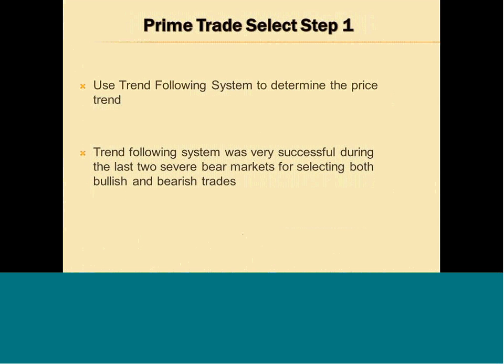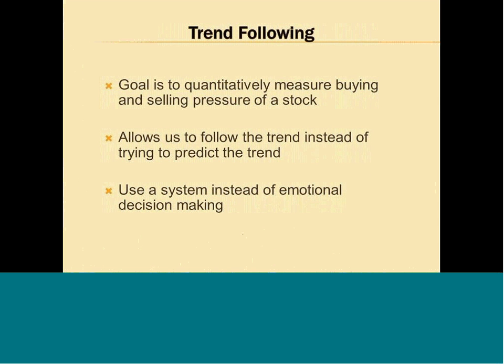And one of the confirmation indicators we use is called on-balance volume. On-balance volume measures the volume flow with a single easy-to-read line. And volume flow precedes the price movement and also helps sustain the price trend. So if we see a stock that's in a price uptrend, we want to confirm that uptrend by looking at the on-balance volume line.